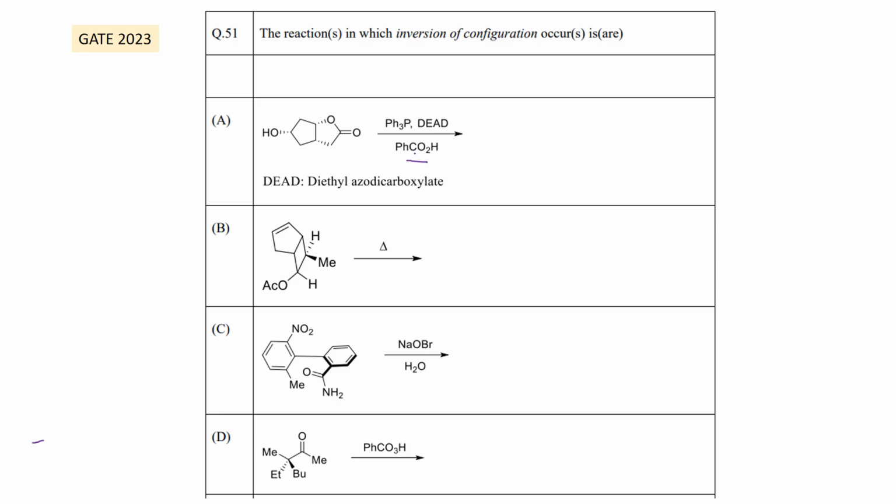So in the Mitsunobu reaction, what happens? The stereochemistry of this OH group gets altered and we get an ester on the opposite side. From this one we will get an ester above the plane. So there will be an inversion of configuration.